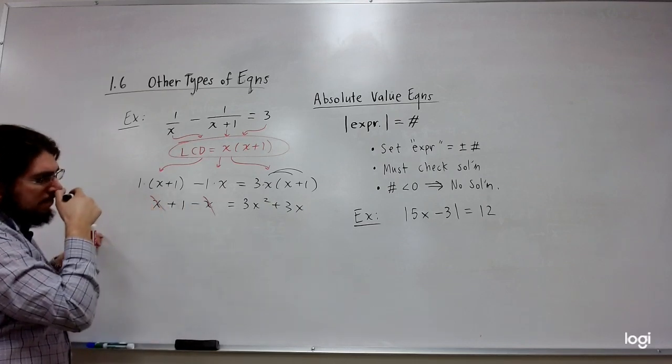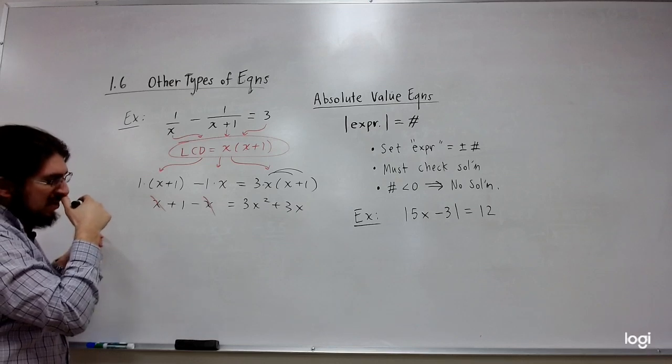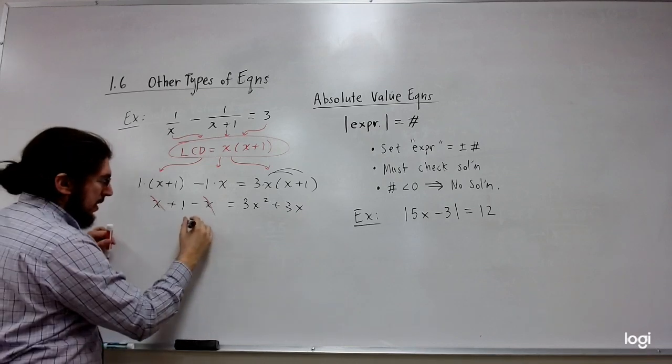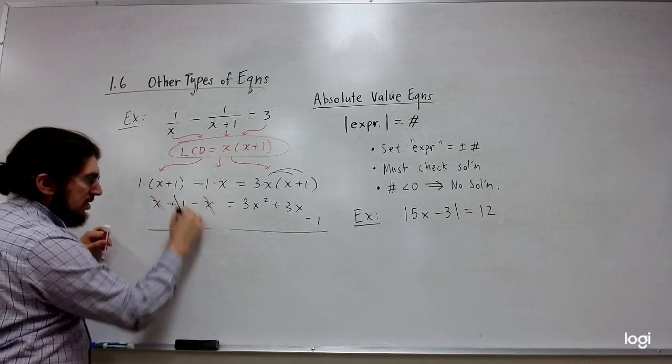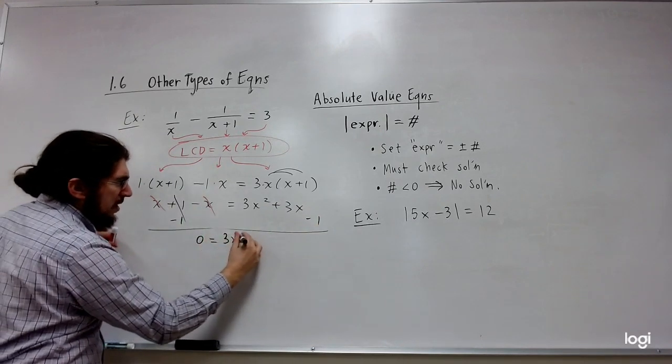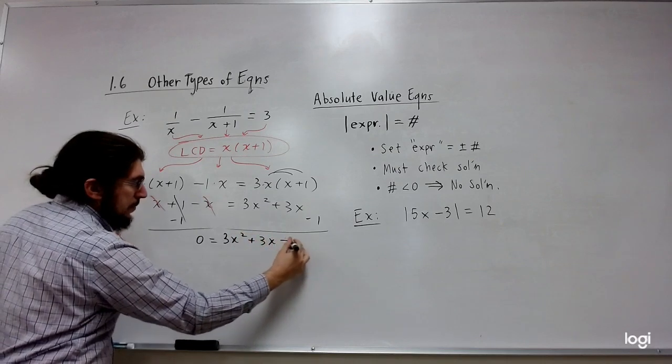Do I want to do it that way? I guess let's just do it that way. So we subtract 1 to the other side. We get 0 is equal to 3x squared plus 3x minus 1.